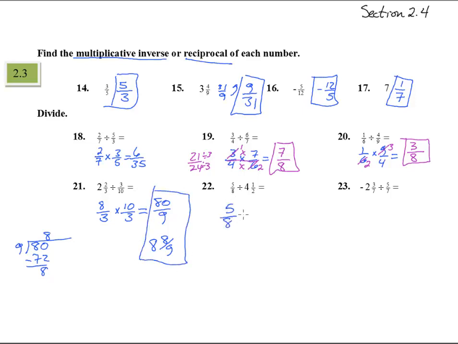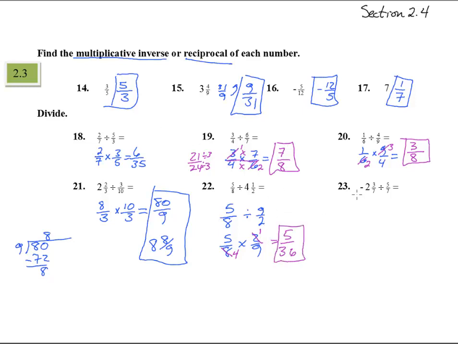5/8 divided by 2 times 4 is 8, plus 1 is 9. That's 9 halves. And so that's 5/8 times 2 ninths. Is there anything that might be able to simplify? The 5 can't go into the 8 or the 9. The 2, we can divide by 2 and divide by 2. So we get 5/36.